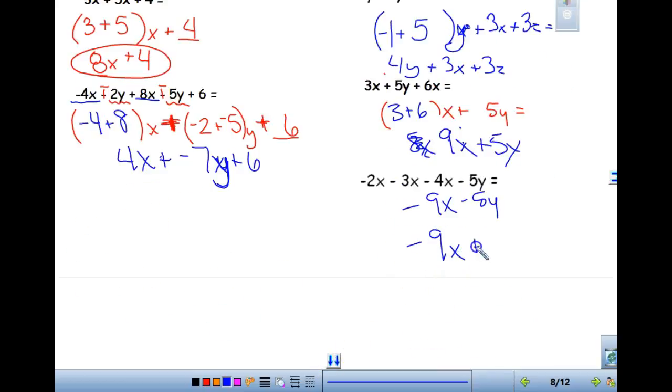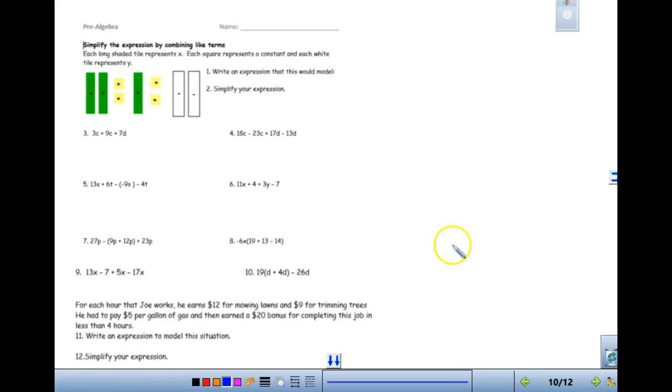I should have had negative 9x minus 5y. I would have either one of these answers. Alright. So, when you do your homework, yeah, it's due Monday. No! I did it. I know.